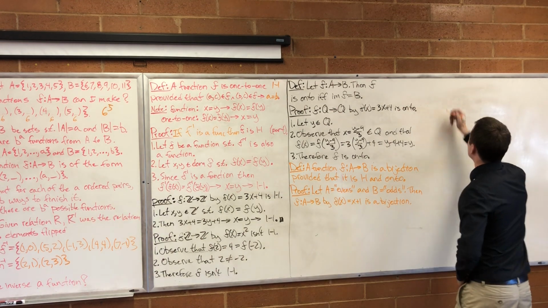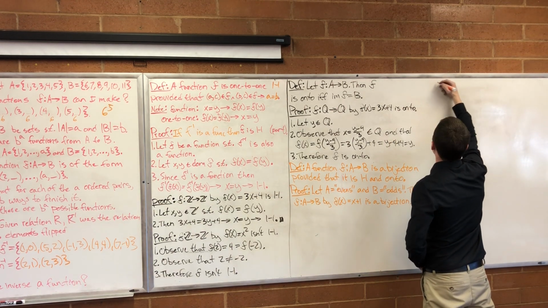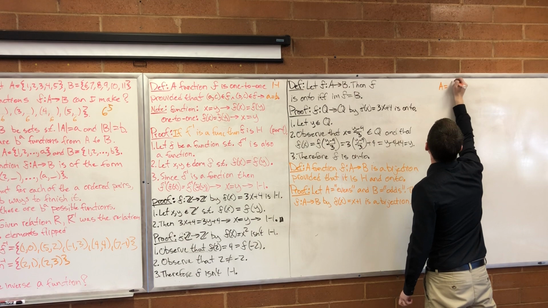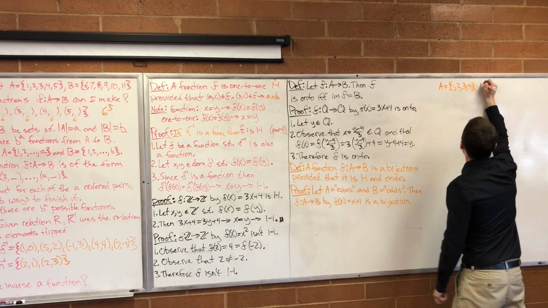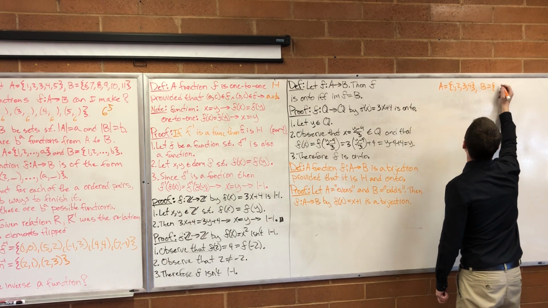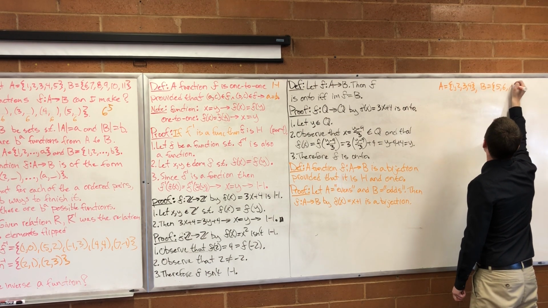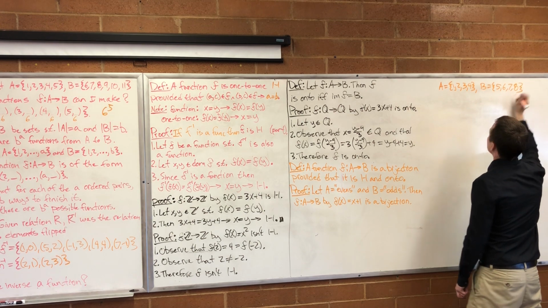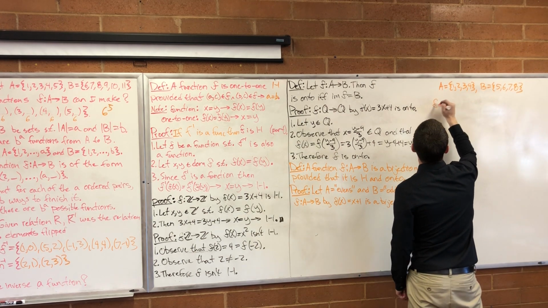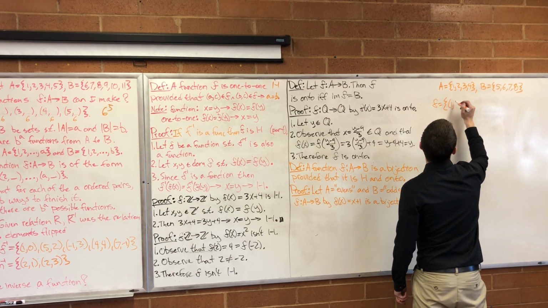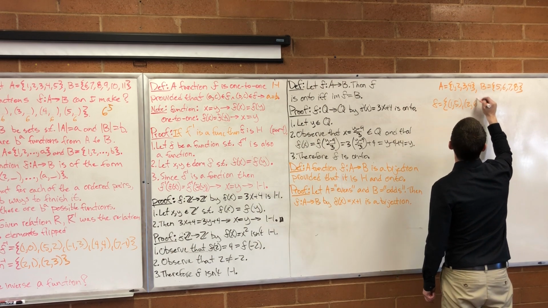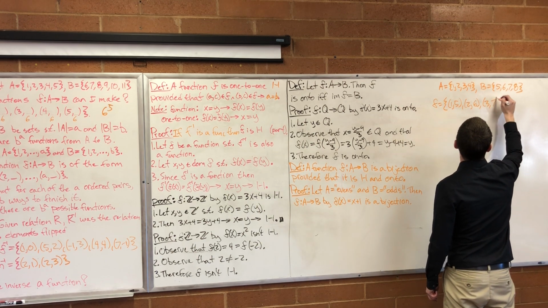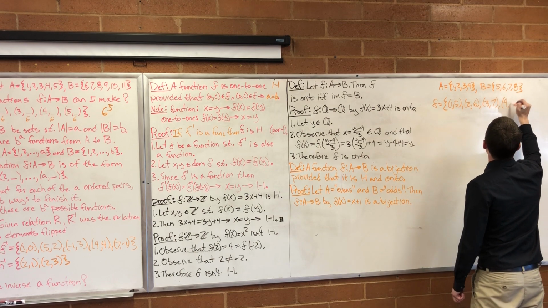Let me create a function really quick as an example for this. So let's do A is equal to the set {1, 2, 3, 4}, and B is equal to the set {5, 6, 7, 8}. So we'll do f is equal to: 1 goes to 5, 2 goes to 6, 3 goes to 7, 4 goes to 6.